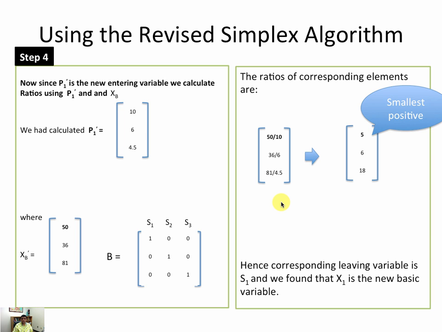So our right hand side calculation for ratios becomes 50 divided by 10, because 50 is from XB prime and 10 is from P1 prime. Similarly 36 divided by 6 and 81 divided by 4.5, which gives us 5, 6 and 18, and we will select the smallest positive, which is 5. Hence our corresponding leaving variable is S1, and we found that x1 is the new basic variable.